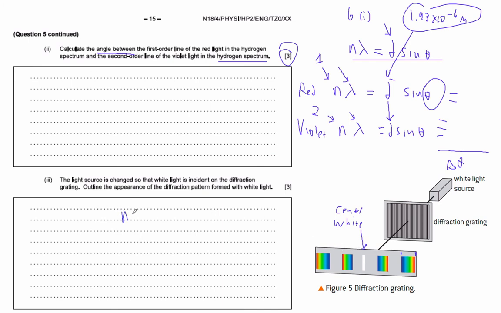And the reason for that is n lambda equals d sine theta. The smaller the wavelength is, the smaller the angle it diffracts. So it goes from blue through red for all of those. And that's what you need to say. All right.